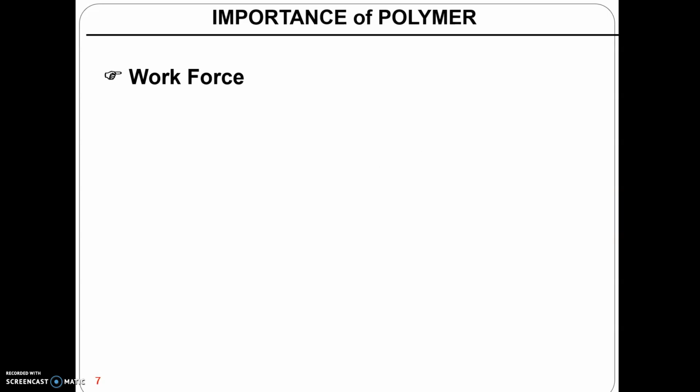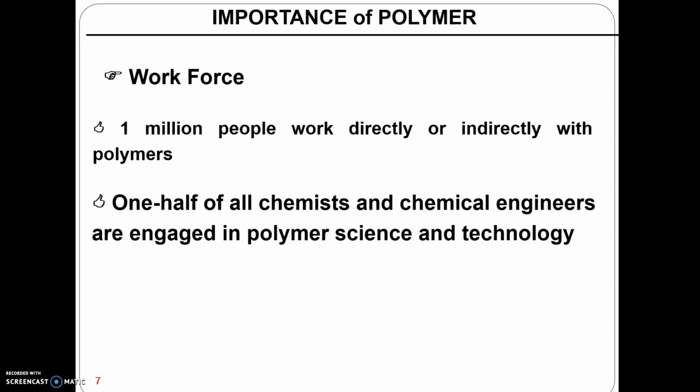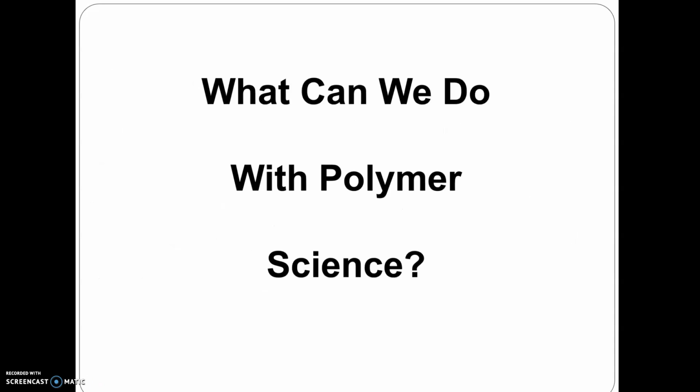This high demand of polymers needs workforce, where there is more than 1 million people work directly or indirectly with polymers. 1/2 of all chemists and chemical engineers are engaged in polymer science and technology. Also, the annual payroll of polymer materials is more than $25 billion. So what can we do with polymer science?